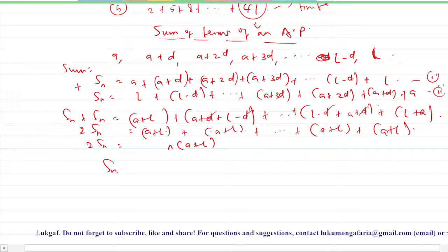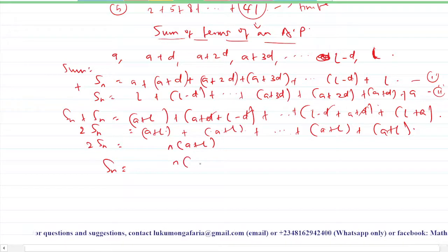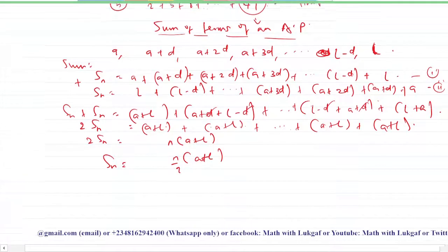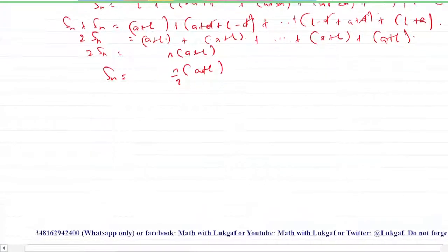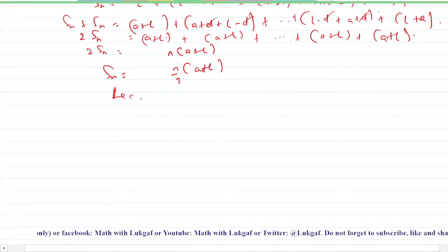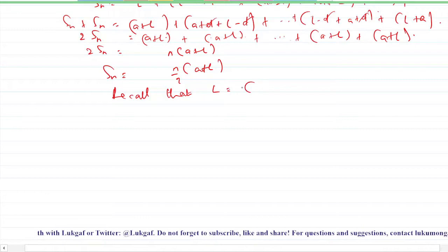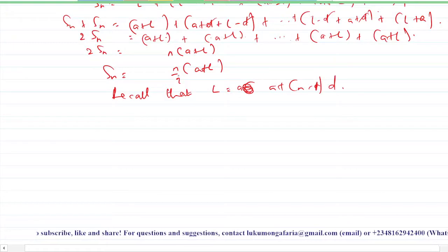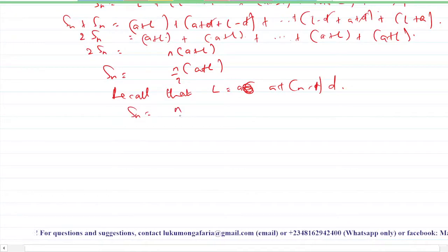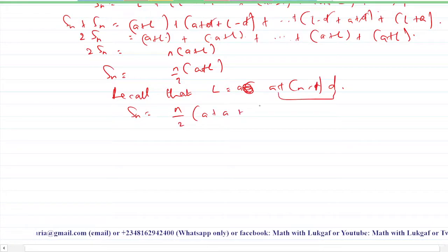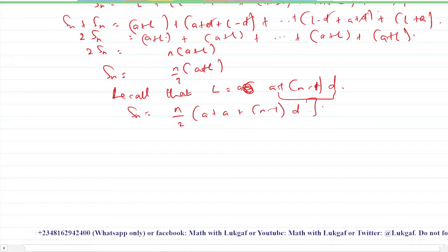So if you now make Sn the subject of the formula, I'm going to have n divided by 2 into A plus L. And don't forget, from the end term of a sequence, recall that your L, which is the last term, is A plus n minus 1 into D. Then if you substitute back here, I'm going to have n over 2 into A plus A, this guy, plus n minus 1 D. You understand now?